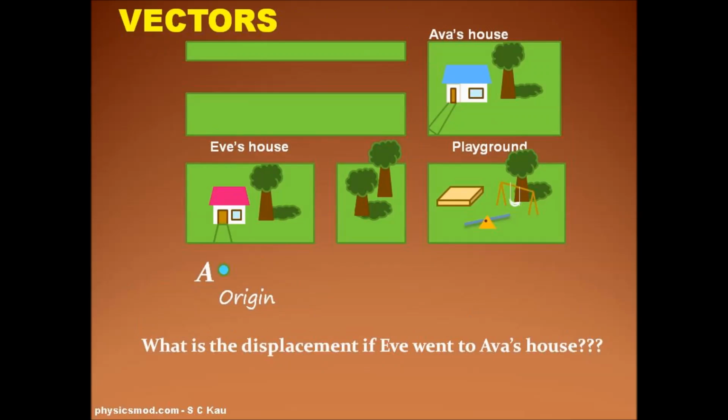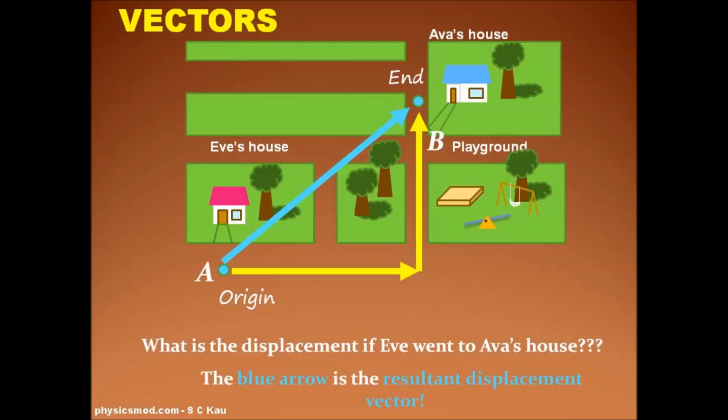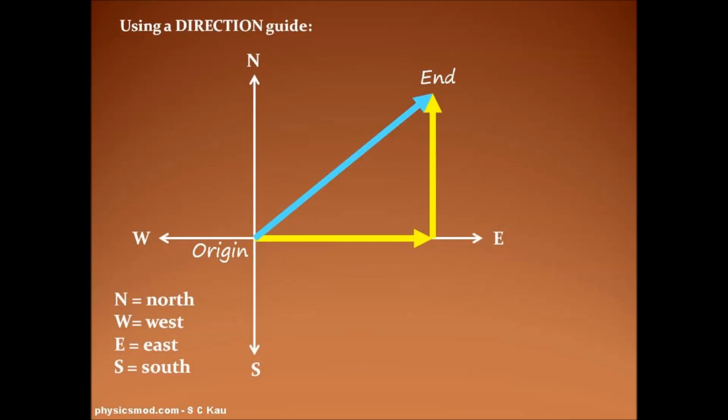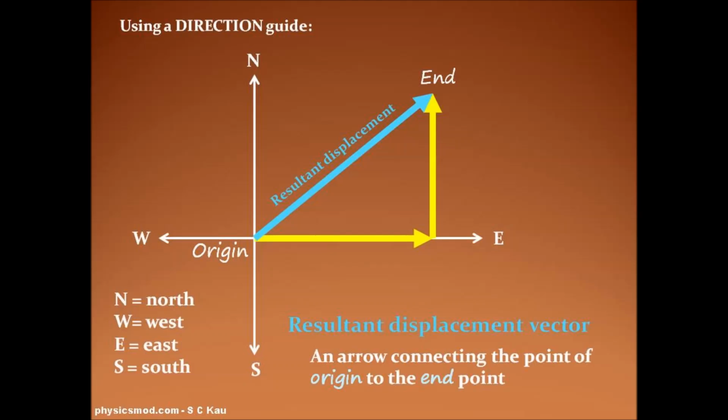Now, what if Eve went to Ava's house? The displacement is the blue arrow. Let's use a direction guide and sketch Eve's travel. Starting from the origin, we have one vector arrow going to the east, and another one going north. So the total, or resultant, displacement vector is an arrow connecting the point of origin to the endpoint.